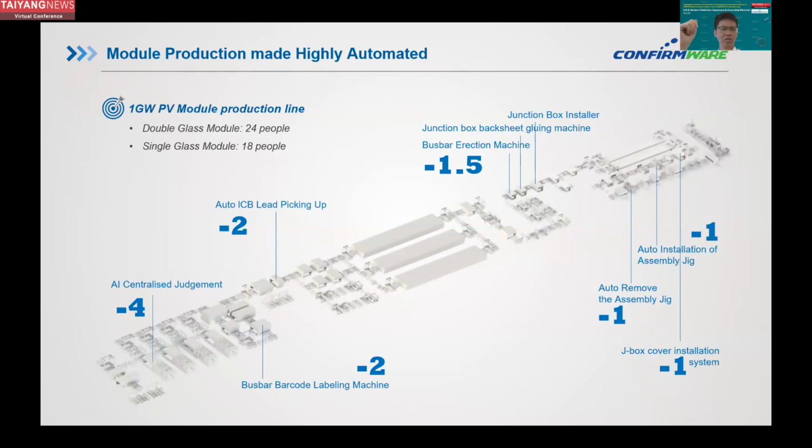For example, one 1 gigawatt line requires 5 stringers, and 5 stringers need 5 operators. But we found a solution to collect all the data from the 5 stringers into just 1 monitor. So just 1 operator can control 5 stringers now. That means 4 operators were saved.